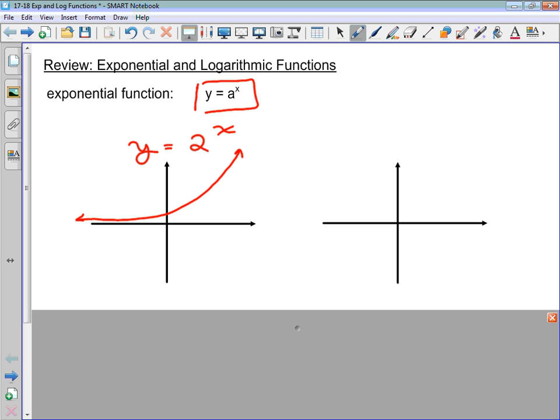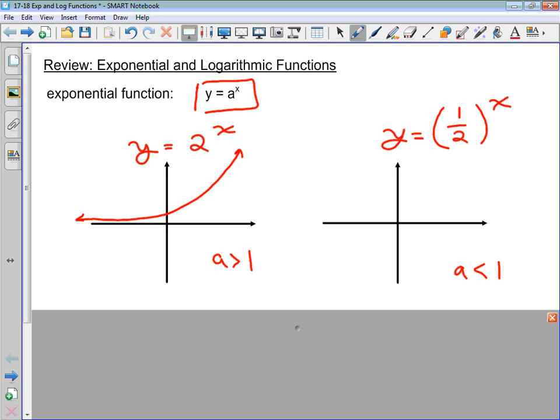This, of course, is if our base is positive. So if a is greater than, sorry, not positive, but greater than 1. What happens if our base is less than 1? So we have something like y equals 1/2 to the x. What does our exponential function look like then?